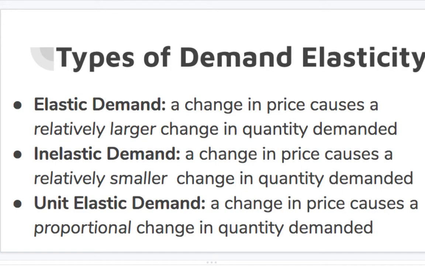So there are three different types of demand elasticities we talked about. Elastic demand, which is where a change in price causes a relatively large change in quantity demanded. Inelastic demand, which is where a change in price causes a relatively smaller change in the quantity demanded. Or unit elastic demand, which is where a change in price causes a proportional change in the quantity demanded.